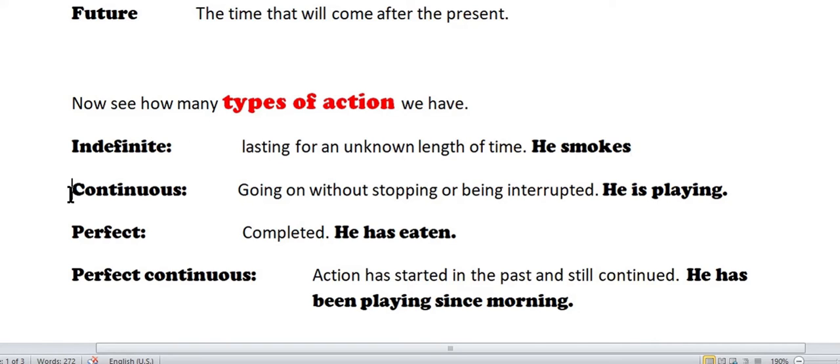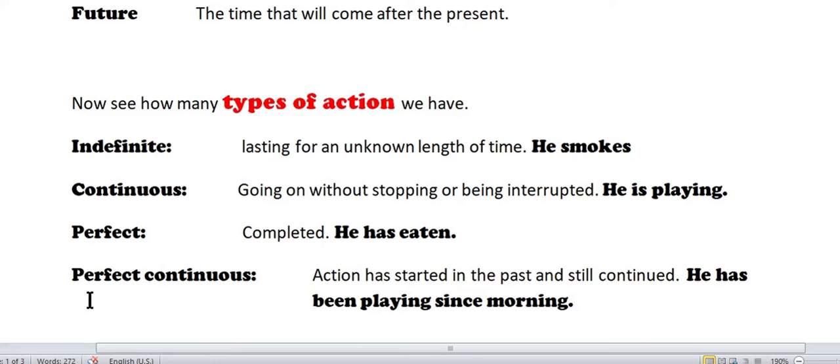The next word is continuous. Continuous means something is continued or some action is going on without stopping or being interrupted, like he is playing. It means the action is continued. The next word is perfect. Perfect means complete, and here it means the action is completed, like he has eaten his meal, he has finished his meal, or he stopped eating, whatever you can say.